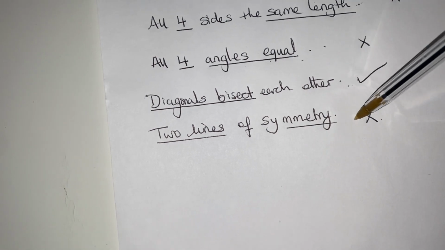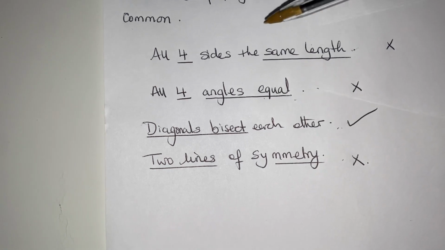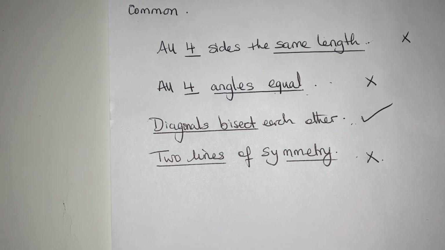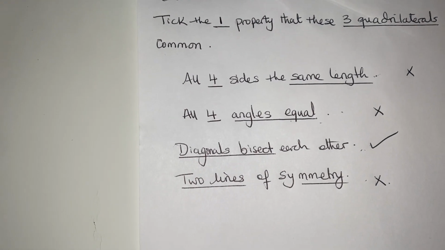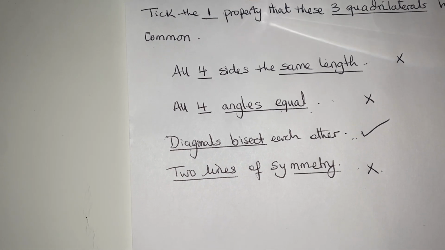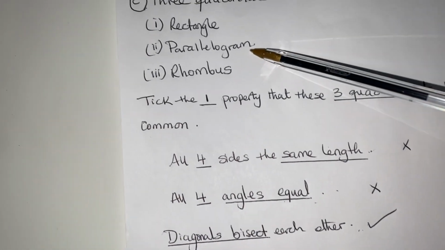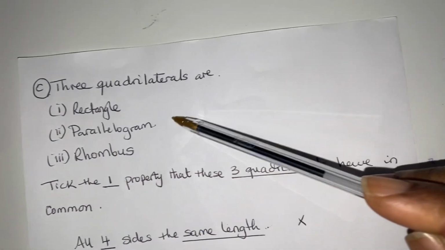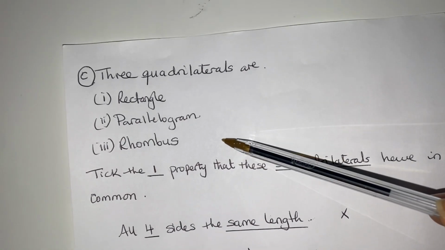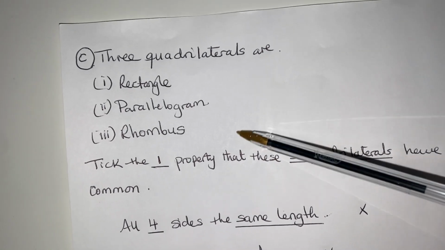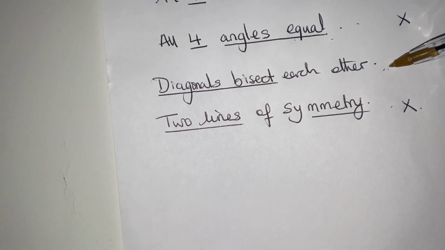Two lines of symmetry. Symmetry is like if you divide it into two on both sides, it's equal. But you are talking about rectangle, parallelogram, and rhombus. The only thing that is common at the minute is the diagonals bisect each other.